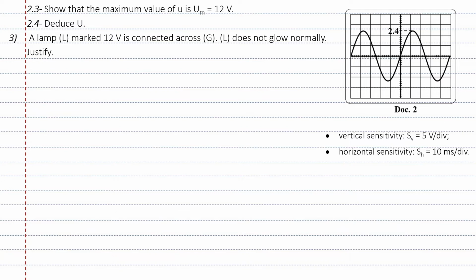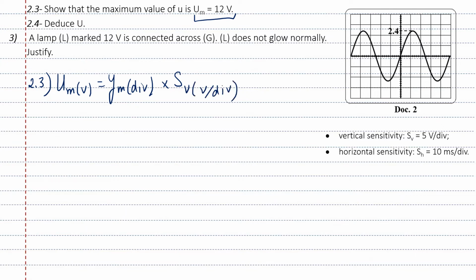2.3 show that the maximum voltage is U max equals 12 volts. We can either use an equation or simply look at the graph, since the graph is given and the vertical sensitivity as well. So the answer for 2.3 is U max in volt equals Y max in divisions multiplied by the vertical sensitivity S_V in volt per division.